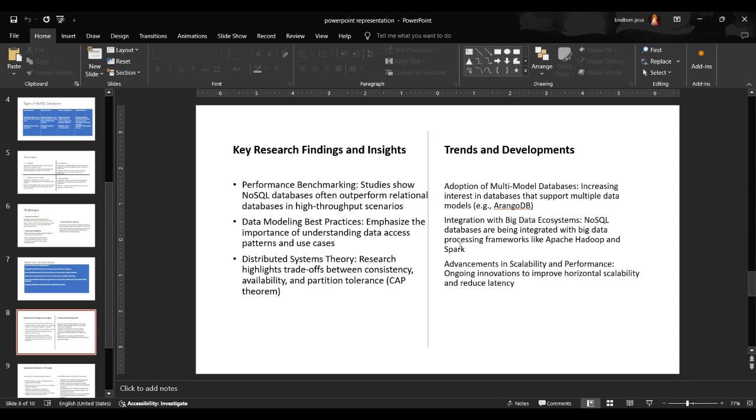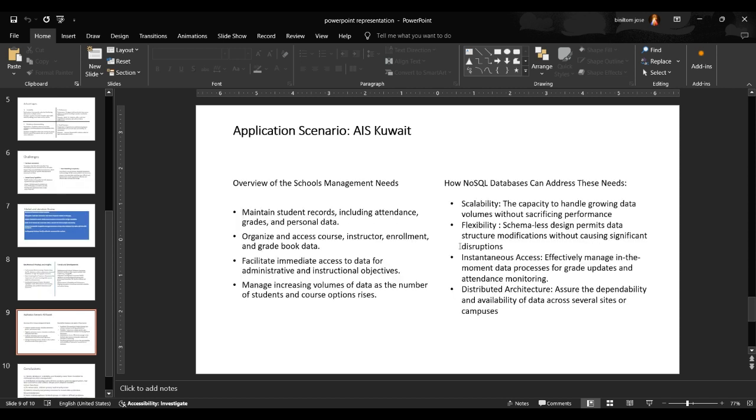The second thing is data modeling practices. It emphasizes the importance of understanding data access patterns and use cases. The third one is distributed systems theory. The trends and developments are, first, adoption of multiple model databases. The second thing is integration with the big data ecosystem. And the third is advancement in scalability and performance.